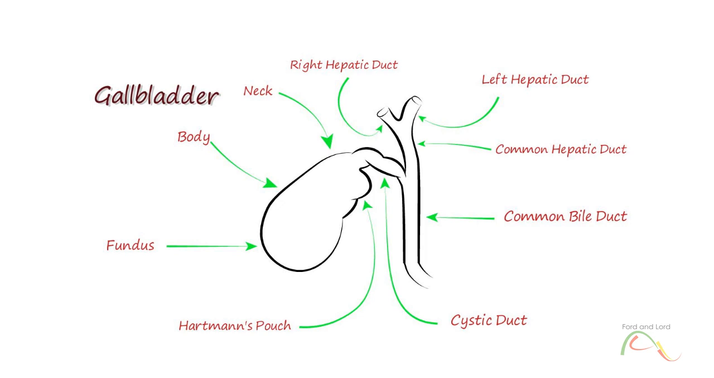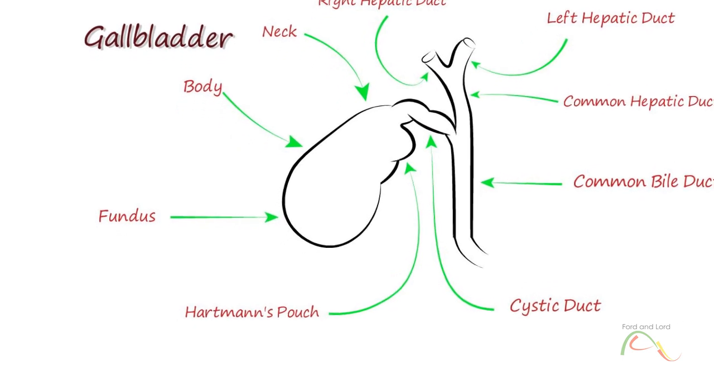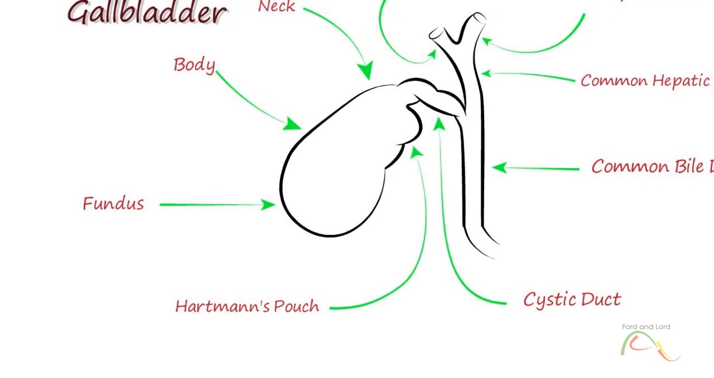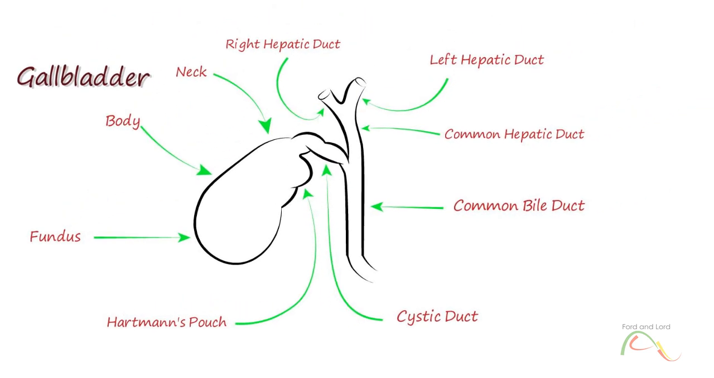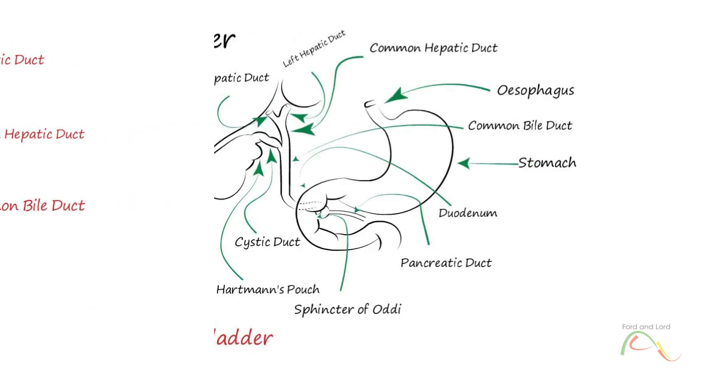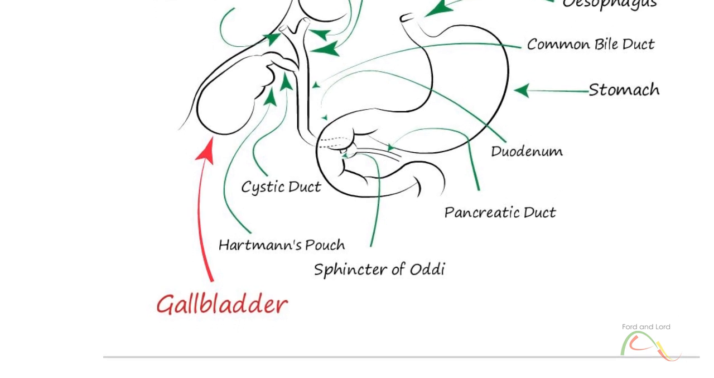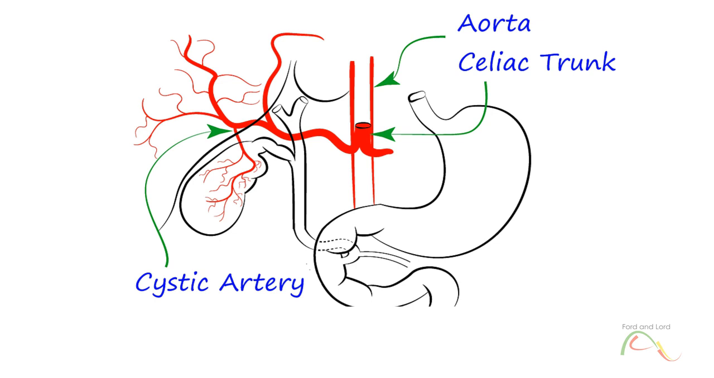At the junction of the neck of the gallbladder and the cystic duct, there's an outpouching of the gallbladder wall known as Hartmann's pouch. The neck continues as cystic duct and joins the common hepatic duct to make common bile duct. The sphincter of Oddi is a muscular valve that controls the flow of bile and pancreatic juice into the duodenum. Arterial supply to the gallbladder is through the cystic artery, which is a branch of right hepatic artery. Venous drainage is through the cystic vein.